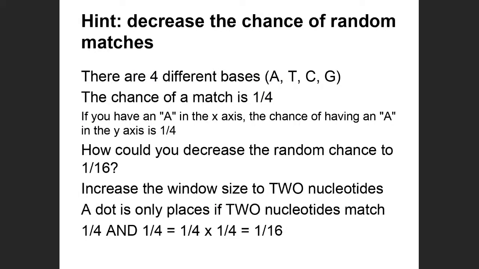Okay, so back to the window size, right? We want to decrease how often two things match just by chance. So we're going to compare two nucleotides instead of just one. So for us to put a dot, there's a 1/4 chance for the first nucleotide, and a 1/4 chance of the second nucleotide. So now my chance of match is 1 in 16 rather than 1 in 4.